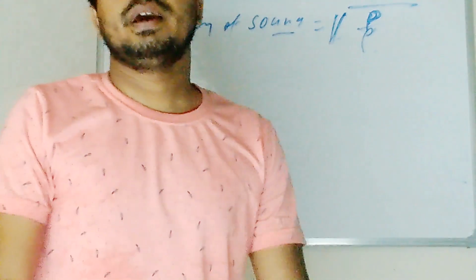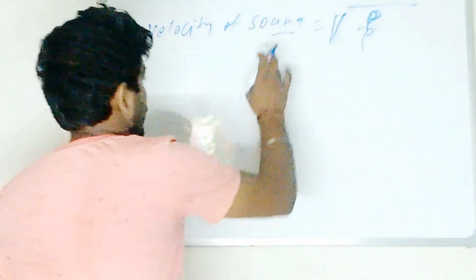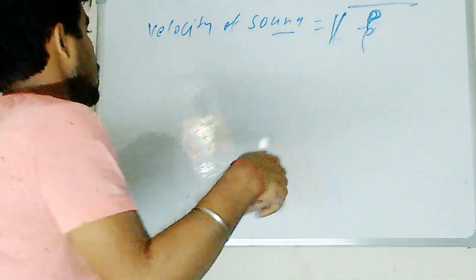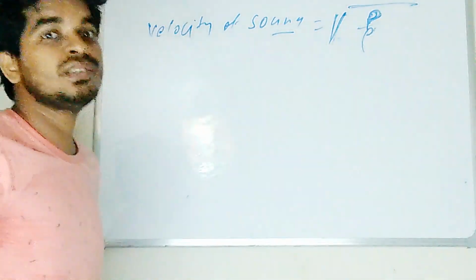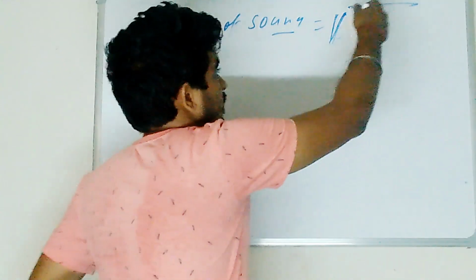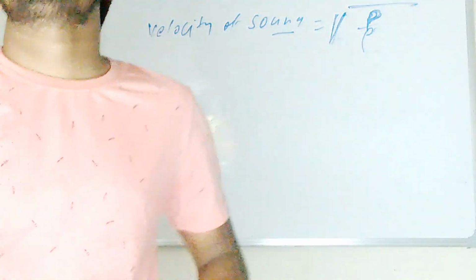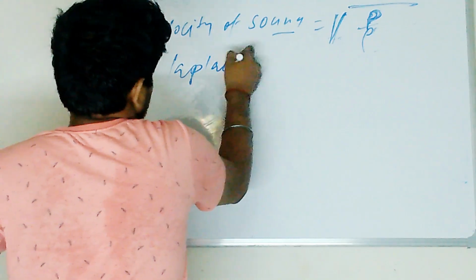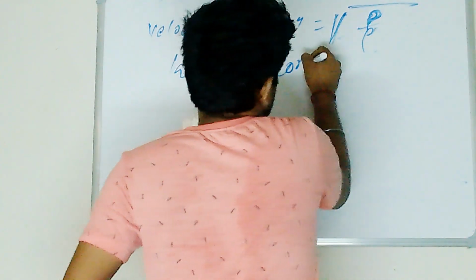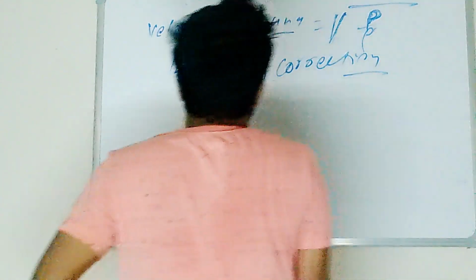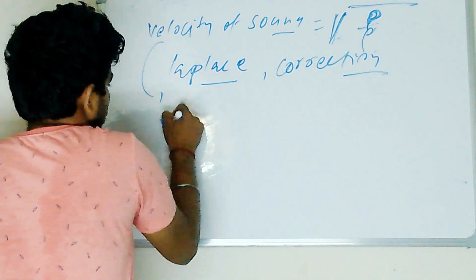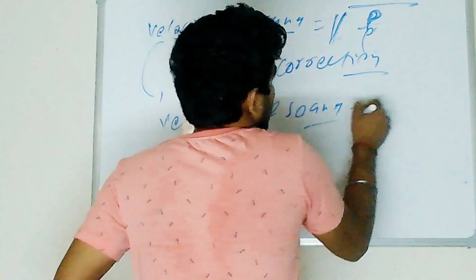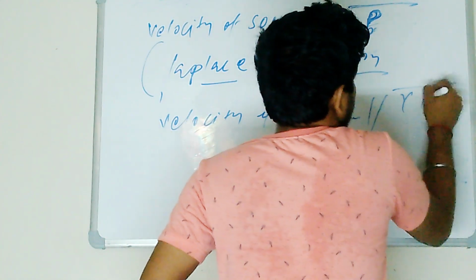Then Laplace came and used a correction over here. He said that it depends on the properties of the medium also. So suppose you are doing the same experiment with different gases, the result will be different. We know this by the name of Laplace correction. If you apply the Laplace correction, then the velocity of sound becomes the square root of gamma P by rho.